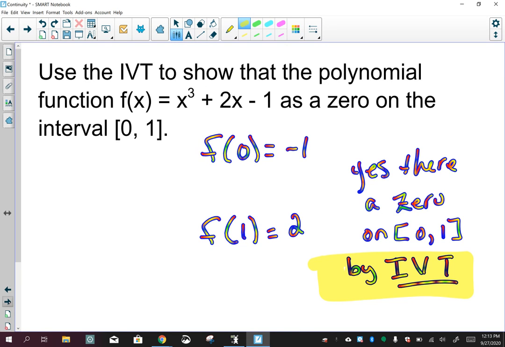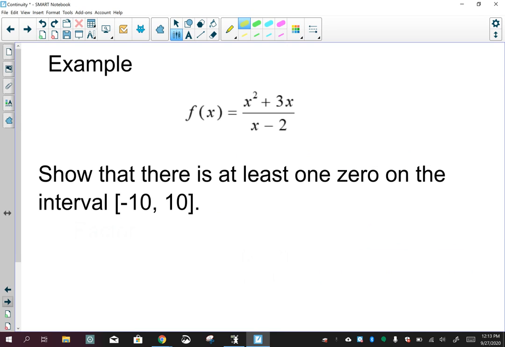All right, so let's look at another one. What if they don't give you, this case they did give you one. So I've got this interval here. Oh, I've just set off Bixby. Sorry about that. I've got this interval here that is from -10 to 10, and it's asking me if there's at least 1 0 on this interval.